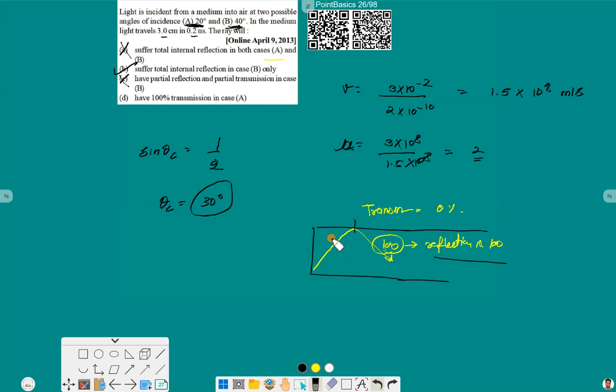And have 100% transmission in case A. Now when light is going to strike, even if there is no TIR, suppose this is our medium, and this is the point at which light is incident. So when light strikes here, only in case of TIR it is 100% reflected. But if light is getting transmitted, some part is getting transmitted and some part is also getting reflected due to the boundary change. So there will be no 100% transmission. So option D is also wrong here. So only option B is the right one. Now let us move ahead.